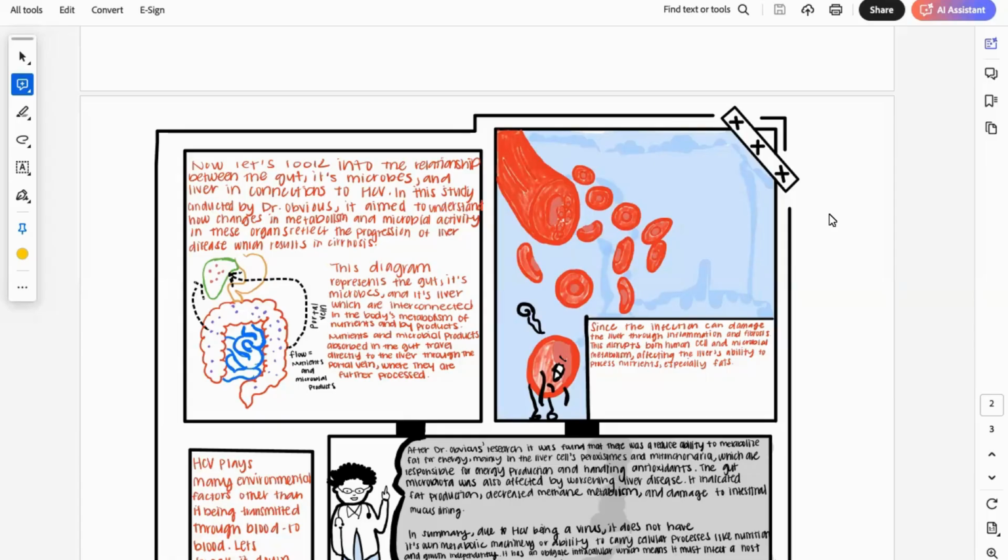This diagram represents the gut, its microbes, and its liver, which are interconnected in the body's metabolism of nutrients and byproducts. Nutrients and microbial products observed in the gut travel directly to the liver through the portal vein, where they are further processed, as you can see on the diagram to your left. Since the infection can damage the liver through inflammation and fibrosis, this disrupts both human cell and microbial metabolism, affecting the liver's ability to process nutrients, especially fats.